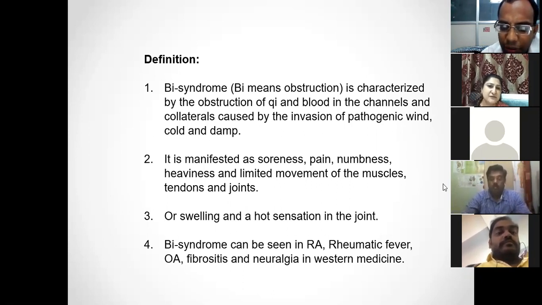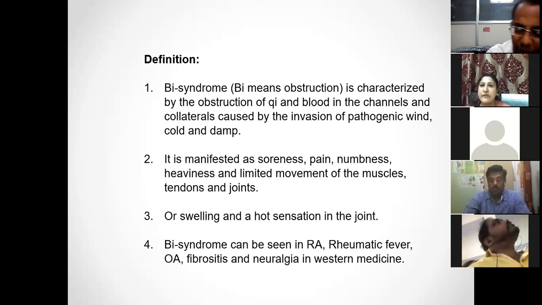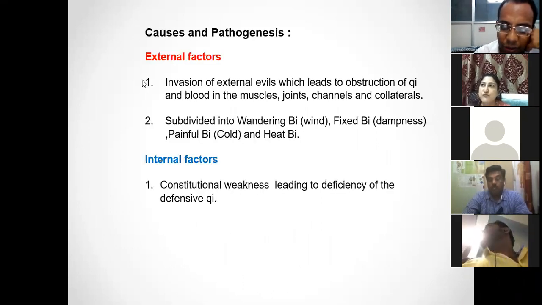So Bi syndrome can be seen in RA cases, fibrositis, and neuralgia in Western medicine. Generally, you find it in rheumatoid arthritis and ankylosing spondylitis and various other cases. It is an invasion of external wind which leads to the obstruction. I already told you, invading wind obstructs the muscles, joints, and collaterals. Because of this, you suffer. It is divided into four categories.